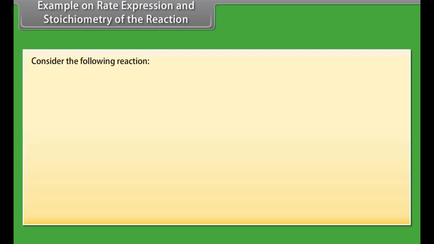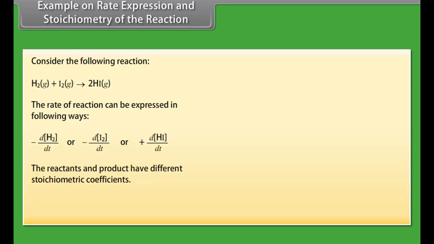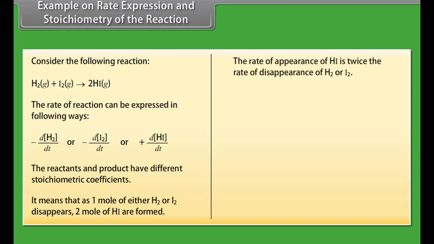Example on rate expression and stoichiometry of the reaction. Let us consider the following reaction: H2 plus I2 gives rise to 2HI. The rate of reaction can be expressed in the following ways: minus d by dt of H2, or minus d by dt of I2, or plus d by dt of HI. The reactants and product have different stoichiometric coefficients. It means that as 1 mole of either H2 or I2 disappears, 2 moles of HI are formed. The rate of appearance of HI is twice the rate of disappearance of H2 or I2.